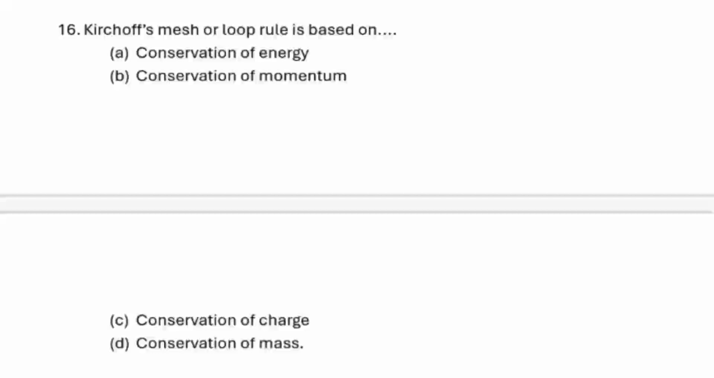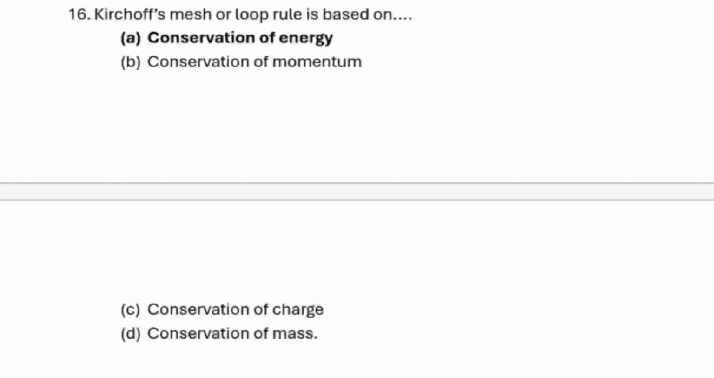Question number 16. Kirchhoff's mesh or loop rule is based on option A conservation of energy, option B conservation of momentum, option C conservation of charge, option D conservation of mass. Here the correct answer is option A conservation of energy.